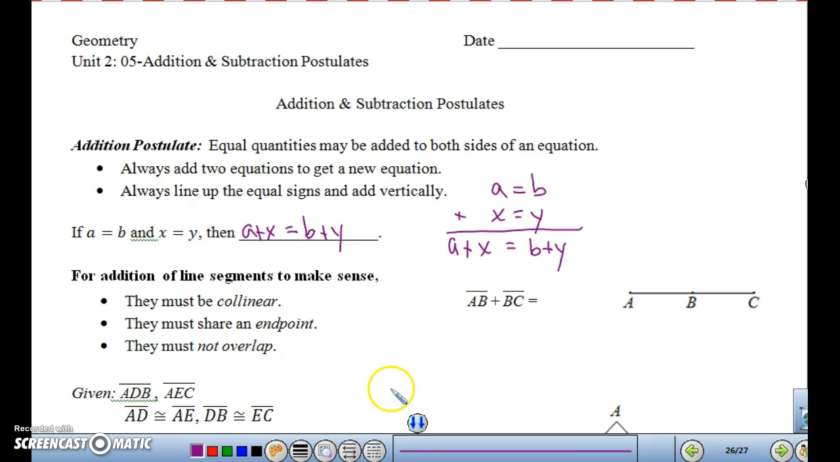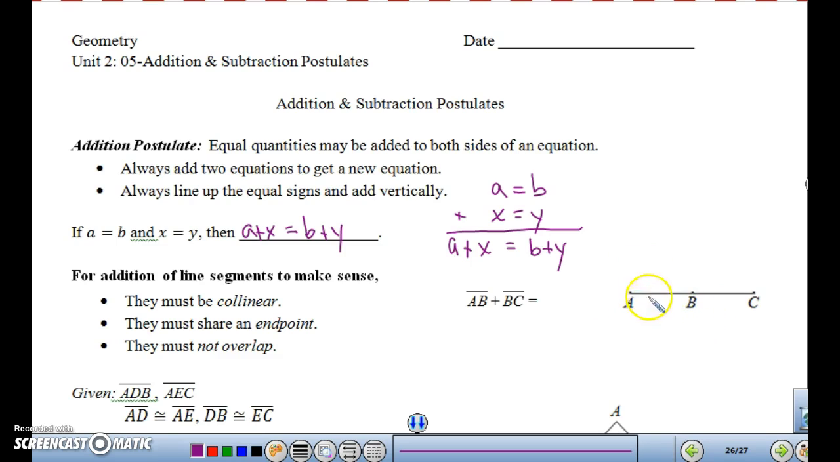Now, again, you have to make sure that you're making sense when you're dealing with line segments. Remember what you read in your homework about how to add segments together? For addition of line segments to make sense, the points must be collinear, all in the same line. What you're adding must share an endpoint. And the segments that you're adding must not overlap. You can't have half a segment added to another segment.